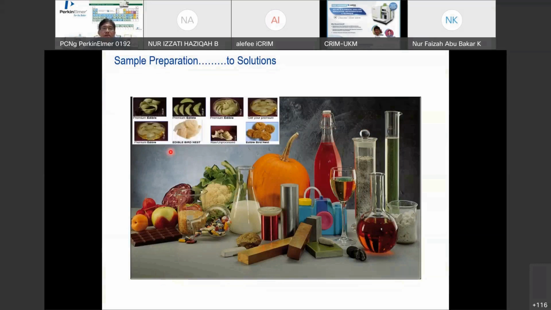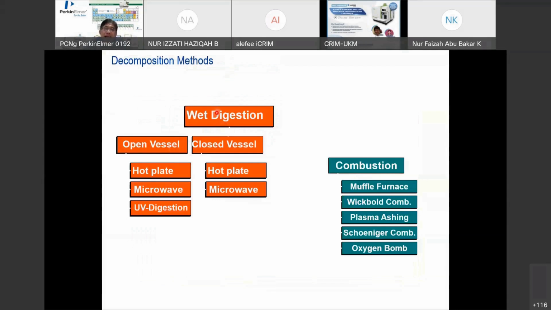There are a few sample preparation techniques. Combustion: the sample is put in the furnace and ashed at high temperature, 450 to 500 degrees, then diluted with acid. The other is open vessel, open digestion like a hot plate, and there's one more, closed vessel, which is microwave. It depends on what element you want to do.